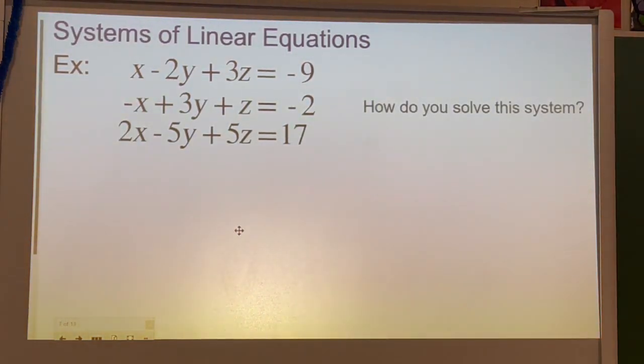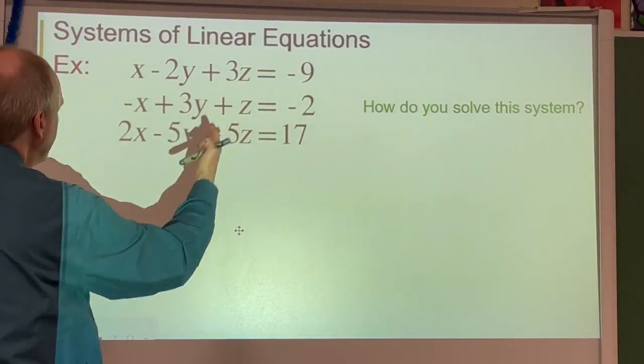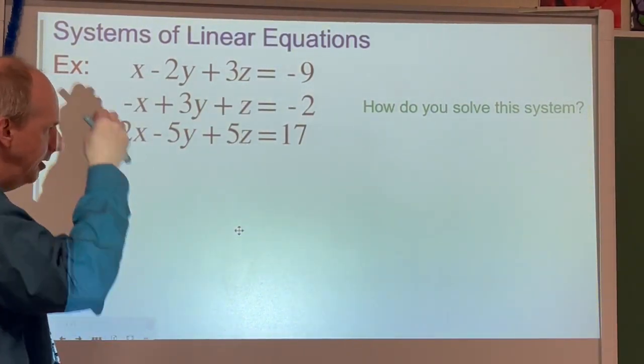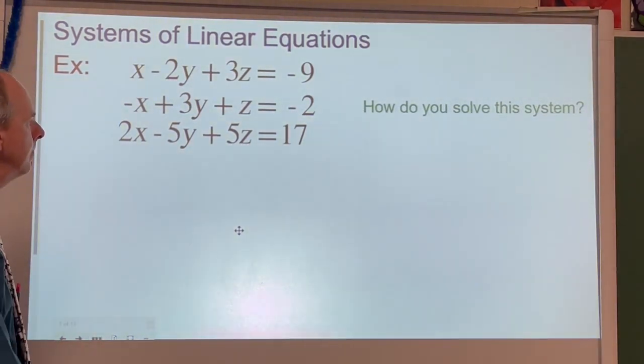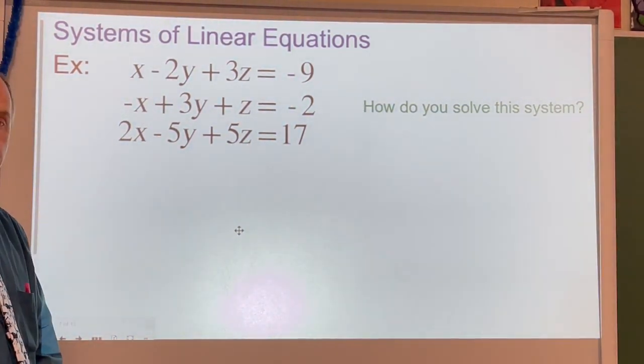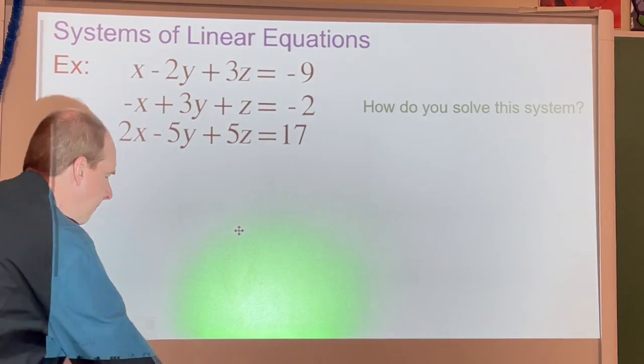The other thing we're going to do today is solve systems of linear equations. We've got 1, 2, 3 variables, we've got 3 equations. So how would you solve an equation system like this? You might have some ideas, but they're complicated. They take time.